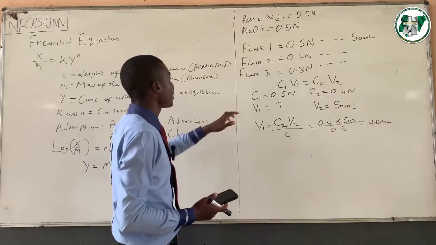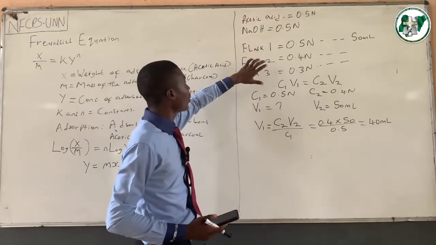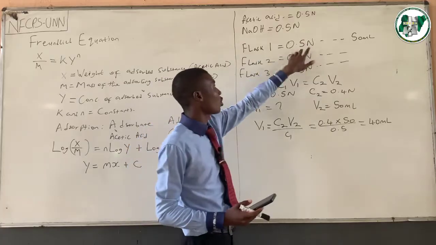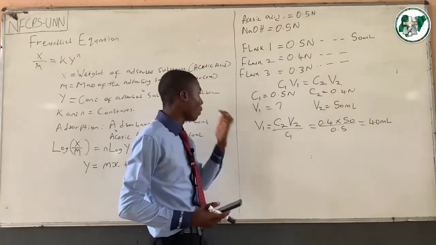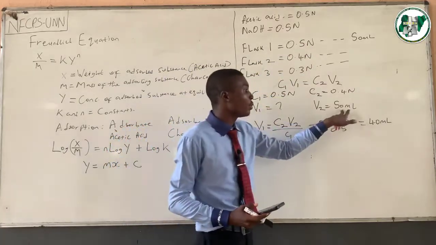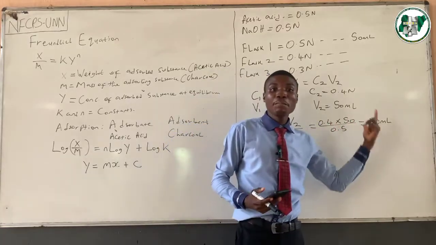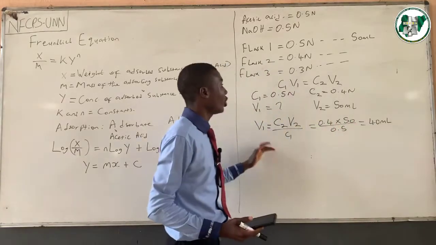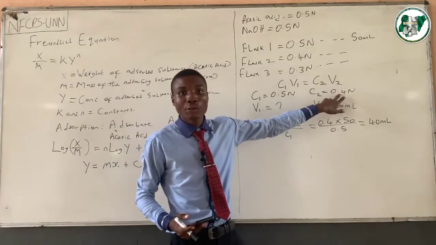So it simply means that 40 mL of what you have in flask 1, that's the stock solution of acetic acid, 0.5 normal, when you dilute it to 50 mL by adding an extra 10 mL of water, the concentration you are going to have is 0.4 normal.